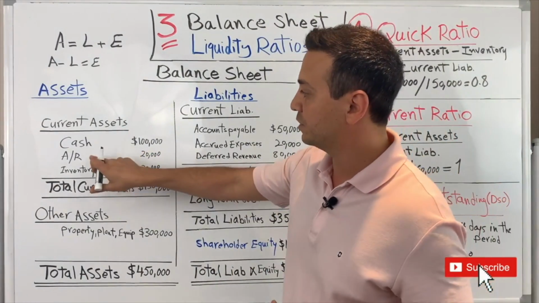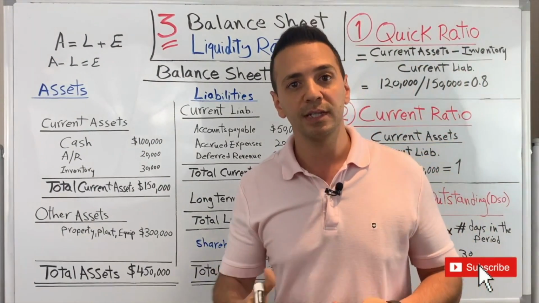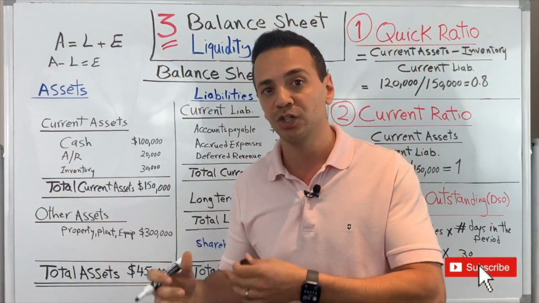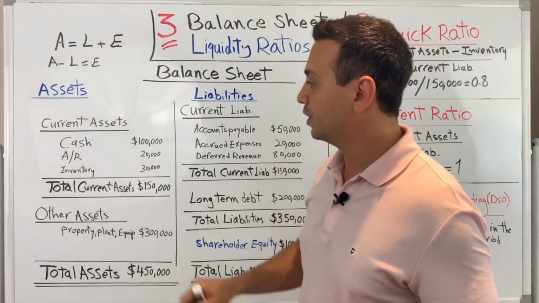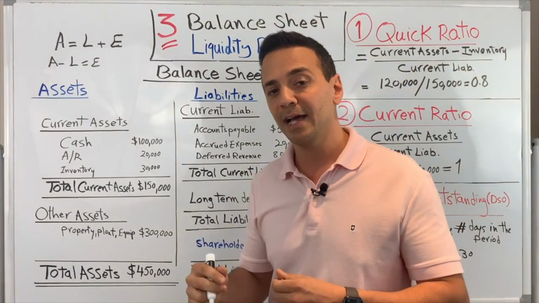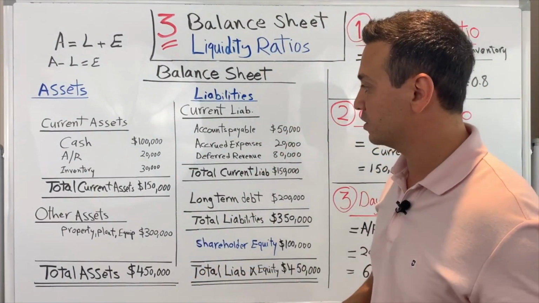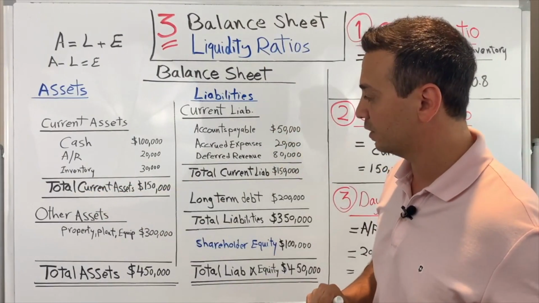And after cash, you'll see accounts receivable. Accounts receivable is also considered a current asset because it's expected to be turned into cash, ideally in less than 90 days. And then inventory is also considered current because inventory is also expected to be turned into cash within 12 months or less. And here we have total current assets of $150,000.